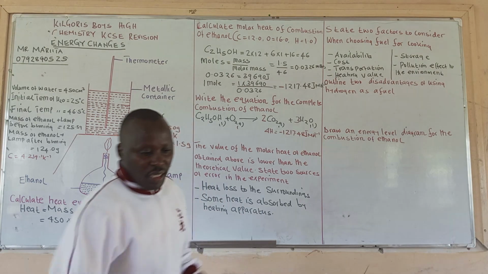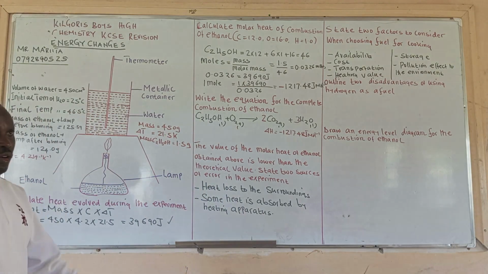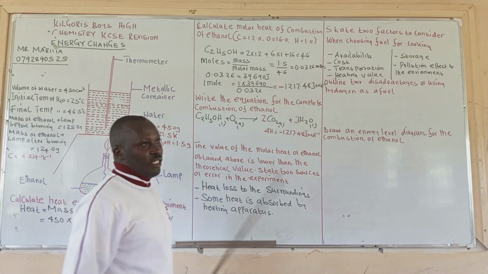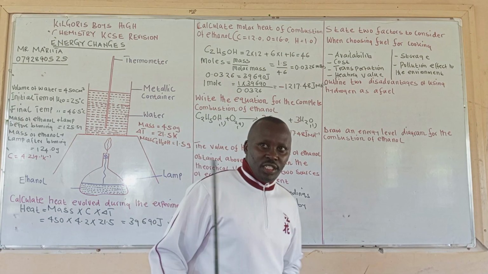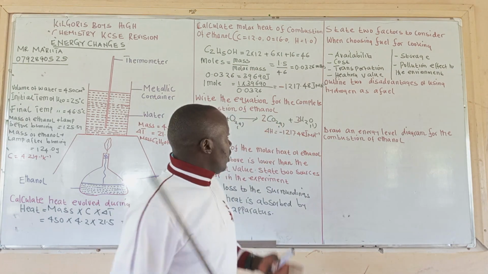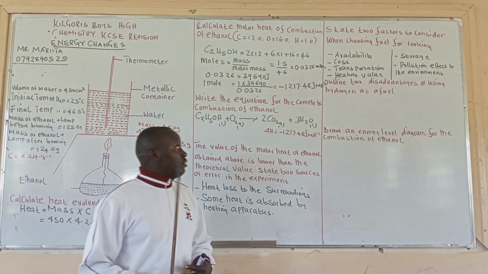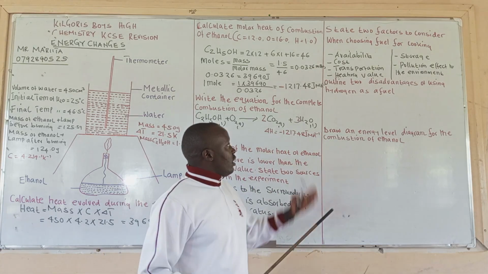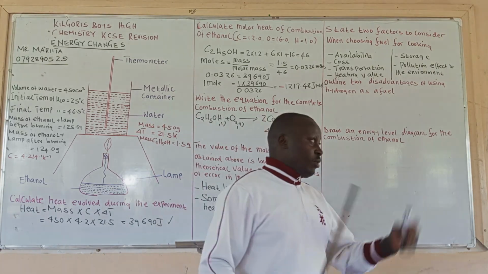So those are the factors to consider when choosing fuels for cooking. You consider availability, you consider the cost, you consider transportation, you consider heating value, you consider storage, you consider pollution effect to the environment.